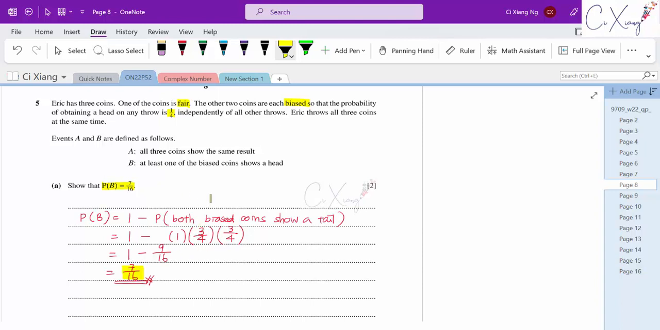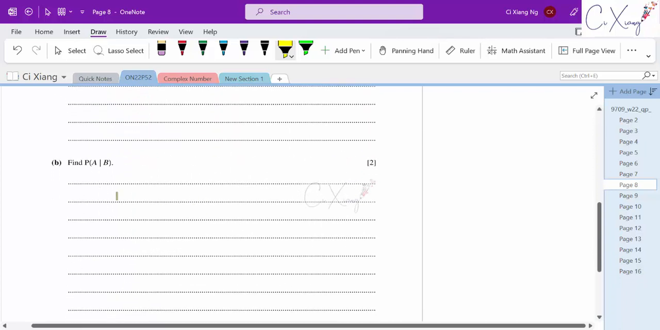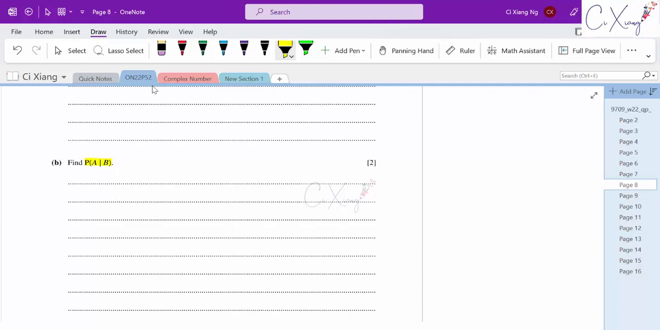Then let us continue to 5B. Okay, so for 5B, they want us to calculate the conditional probability where A happened given that B already happened. So again, to calculate the conditional probability, like what I mentioned earlier, we need to write out the general formula first, where A intersect B divided by the probability of B.